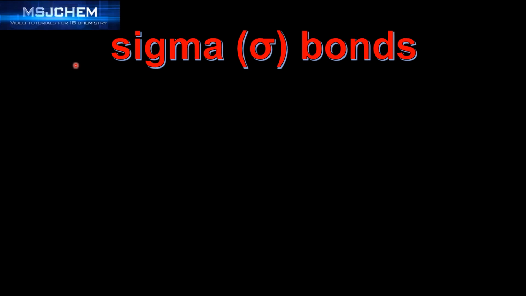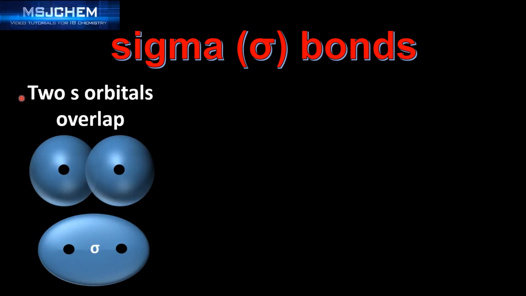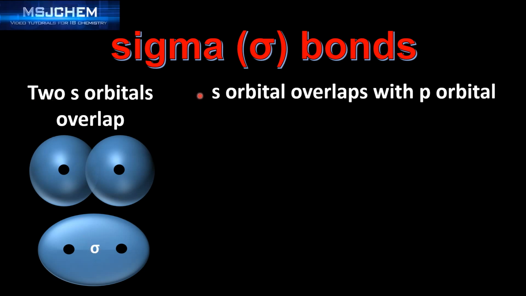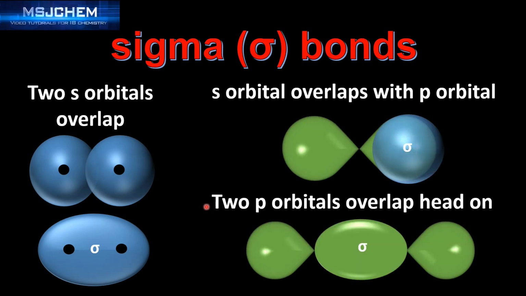Next we'll have a look at which overlap of atomic orbitals result in the formation of a sigma bond. So the example we've just looked at is two s orbitals overlap head-on, we get a sigma bond. An s orbital overlaps with a p orbital, we get a sigma bond. And two p orbitals overlap head-on, we also get the formation of a sigma bond.